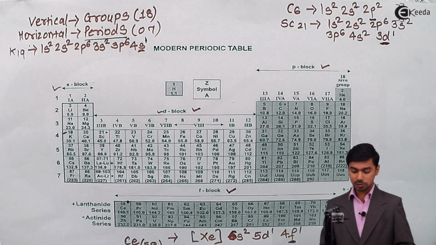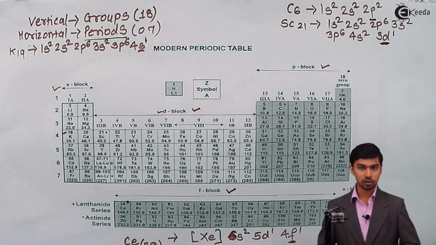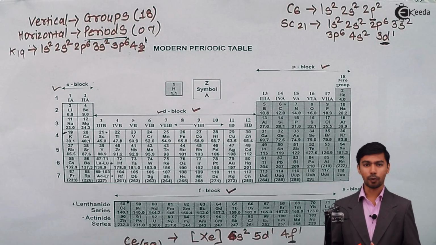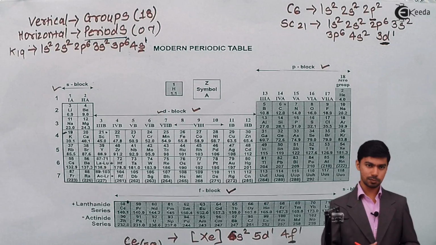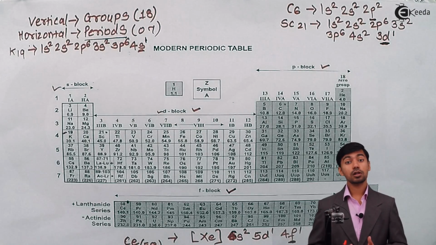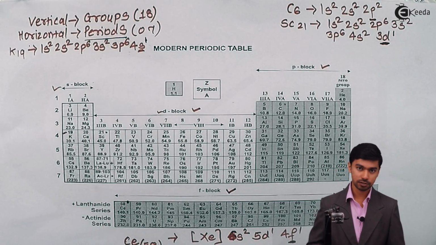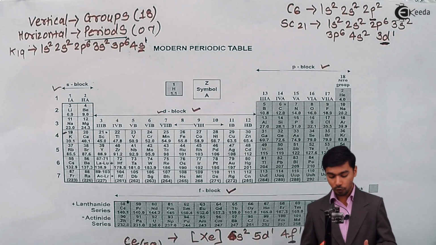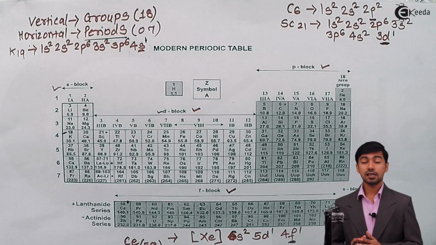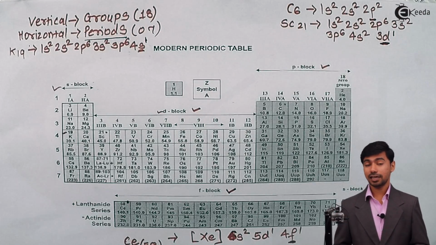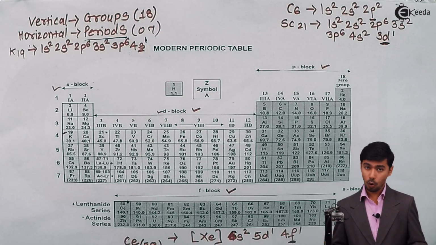That means just by seeing an electronic configuration, we can easily point out whether the element belongs to the s block, p block, d block or f block of the periodic table, because all the 4 blocks, that is s, p, d and f, are arranged as per the electronic configurations only.